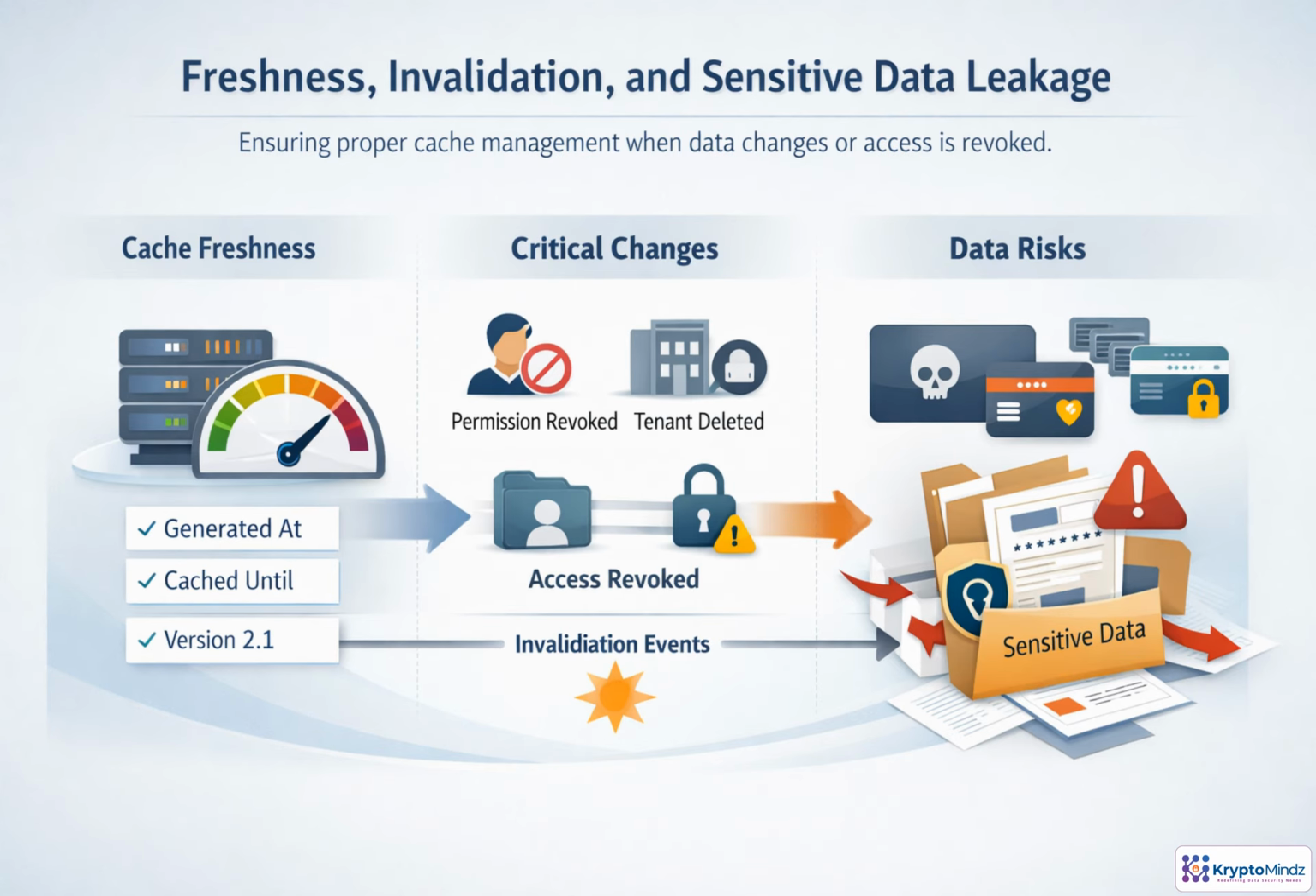Production caches need more than a TTL. They need a contract. Every cached response should tell consumers how fresh it is, using fields like generated at, cached until, source version, or a freshness status. For critical changes, do not wait for expiry. Permission revocations, tenant deletion, and revoked access should trigger event-driven invalidation immediately. Match TTLs to risk, short for sensitive or fast-changing data, longer for stable reference data. Be selective about what enters the cache at all. Secrets, tokens, personal data, and policy-sensitive decisions can turn a performance optimization into a leakage incident.